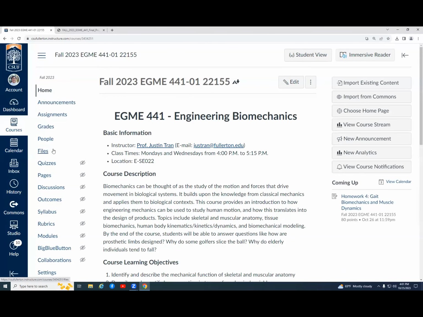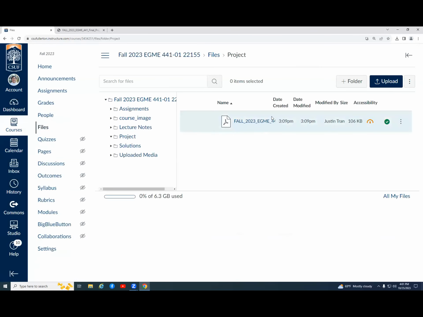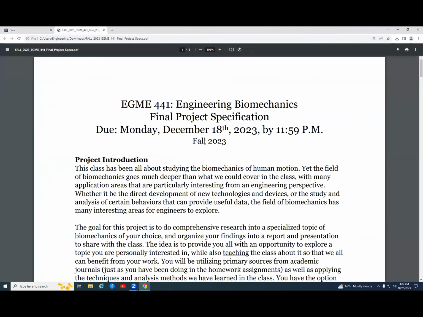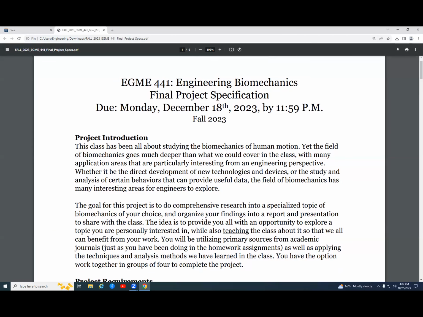This document was just posted on Canvas, and if you are not sure where to find it, you can find it from the Files tab. From our homepage here, click Files, and then I've created a new folder called Project, and under Project will be this document. I posted it at 3 o'clock today. This document outlines the requirements and specifications for the final project.